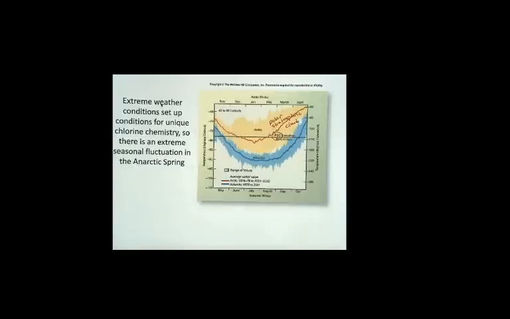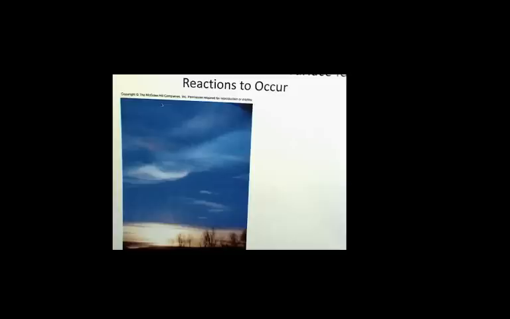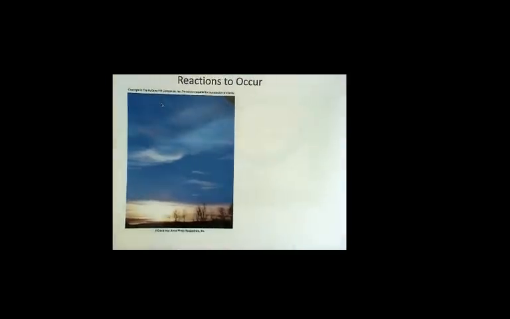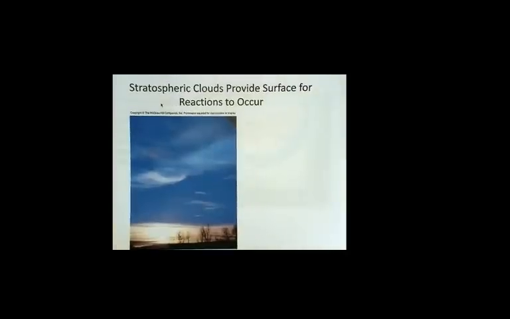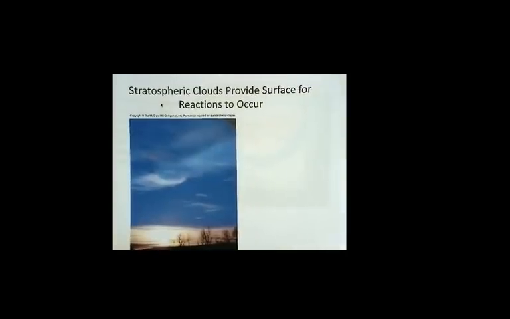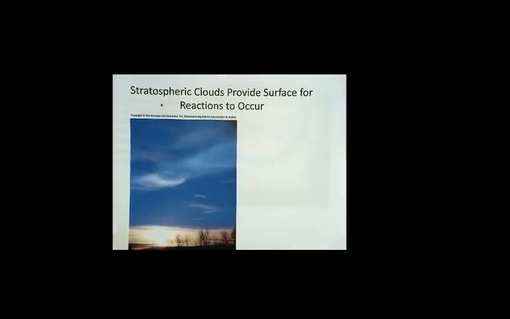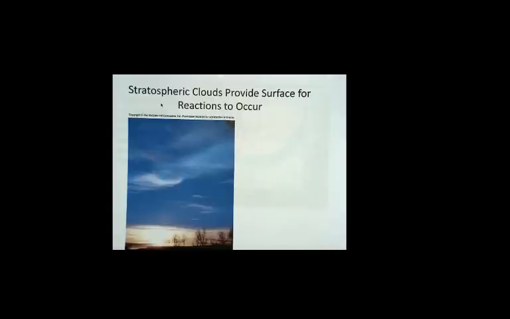And so what happens is those polar stratospheric clouds provide a surface for chemical reactions to occur that wouldn't normally occur. Because they are little bits of ice, they are little solids, the little ice crystals that form these polar stratospheric clouds.